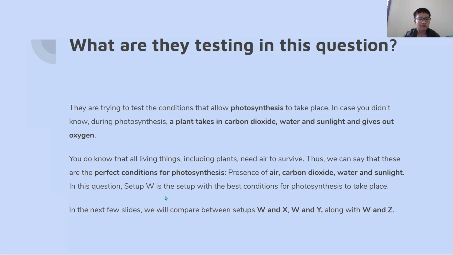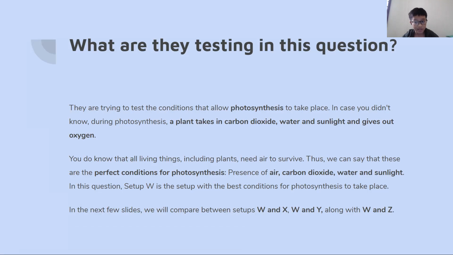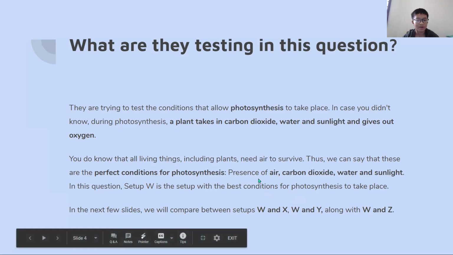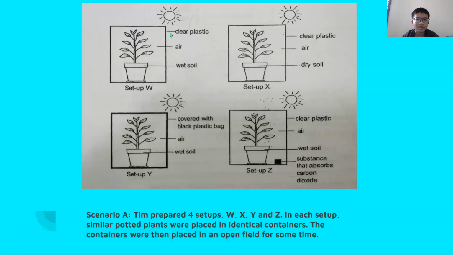You also know that all living things, including plants, need air to survive, right? Thus, we can say that these are the perfect conditions for photosynthesis: the presence of air, carbon dioxide, water, and sunlight. So, in this question, if we look back, we can see that setup W is made of a clear plastic container, and clear plastic is transparent, thus allowing light to pass through, allowing for the presence of sunlight in this setup. Now there's the presence of air.